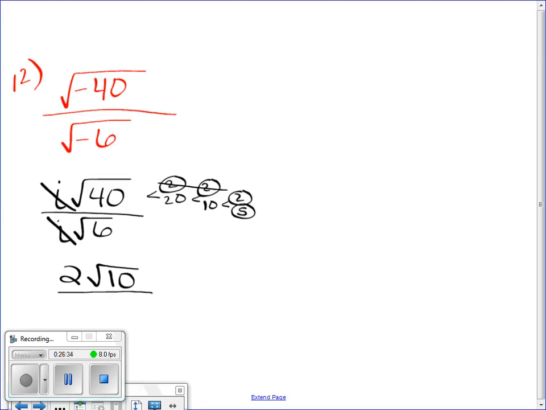Radical 6? No, that's just radical 6. Factor tree on that. You're right, I do have to multiply it, right? I can't leave a radical on the bottom. So we're going to multiply top and bottom by radical 6. Good. 2 radical 60 over 6.